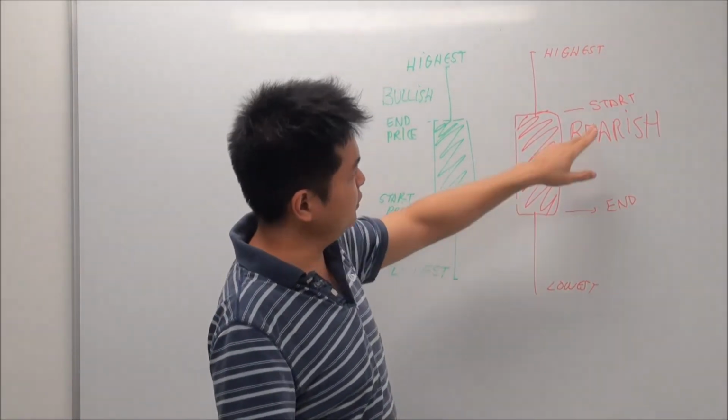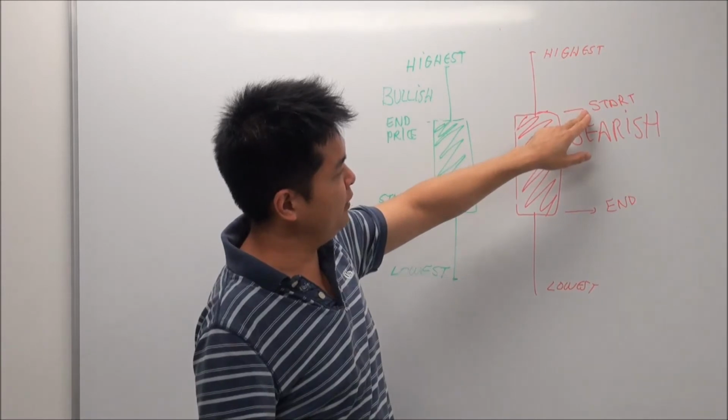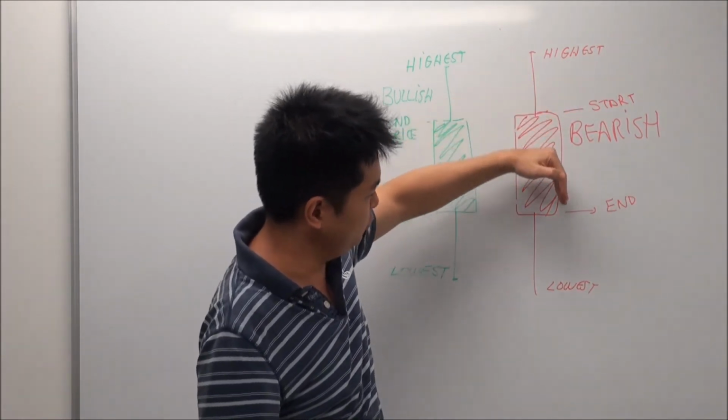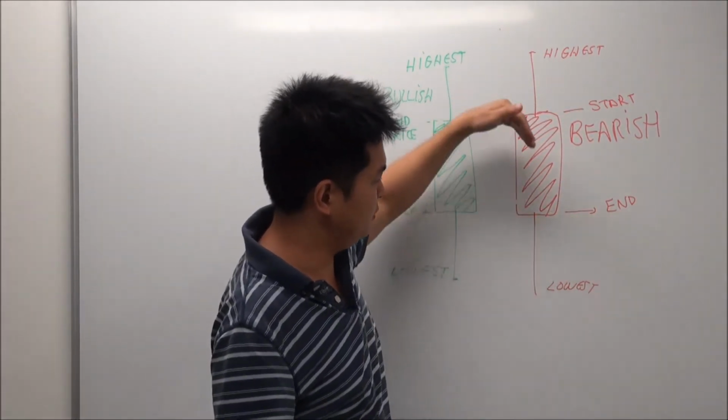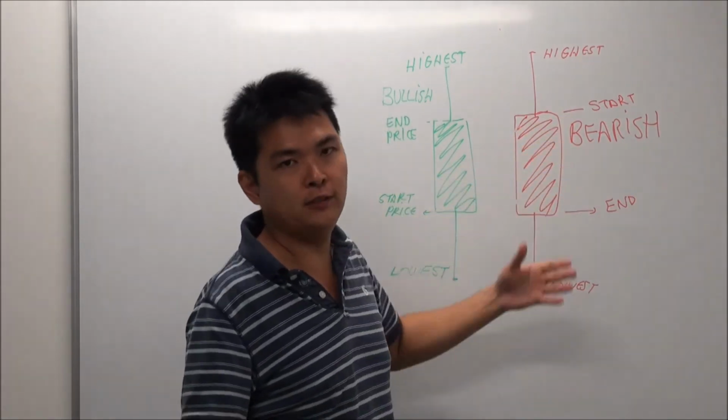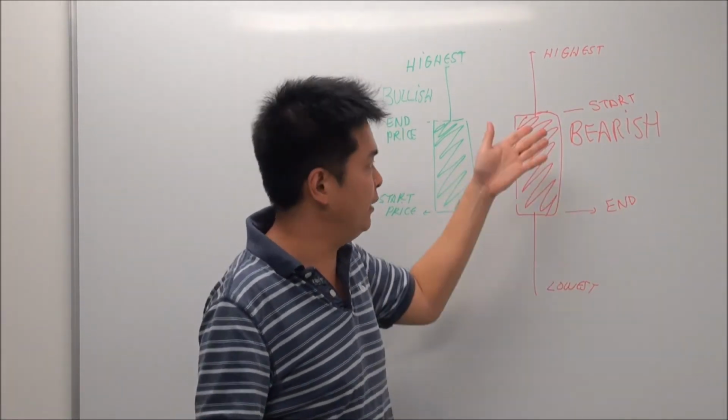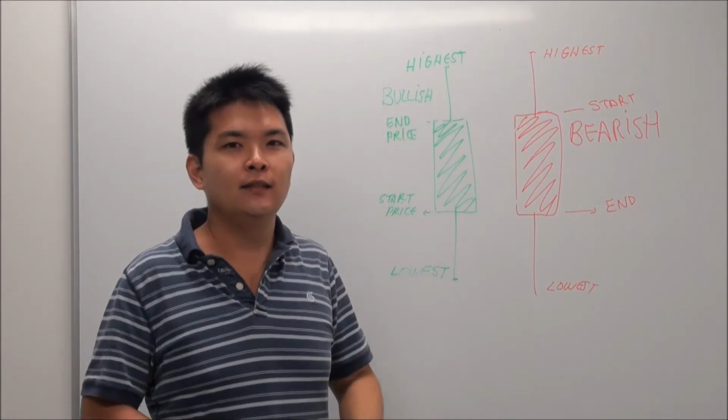And as you can see here, the start price starts high, but then it goes down, and the end price is lower than the start price. So that means a bearish candlestick.